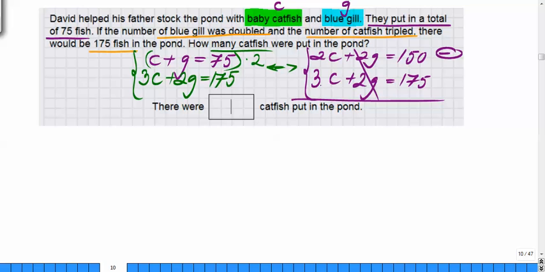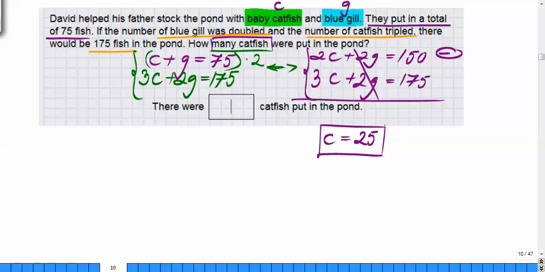And then I have what? 3C minus 2C will be 1C, basically the number of catfish that I'm looking for. And that will be 175 minus 150, and that equals 25. And I'm done.